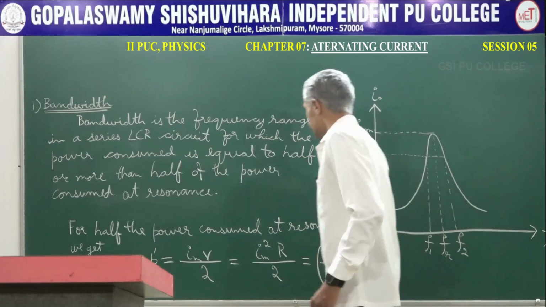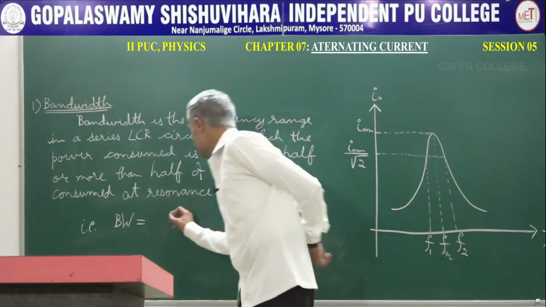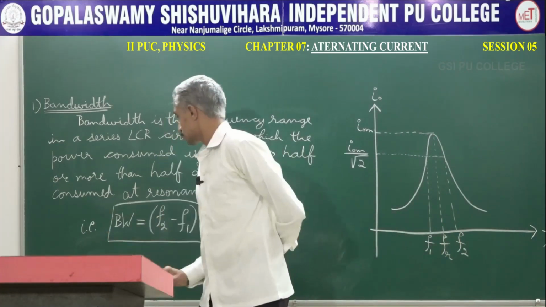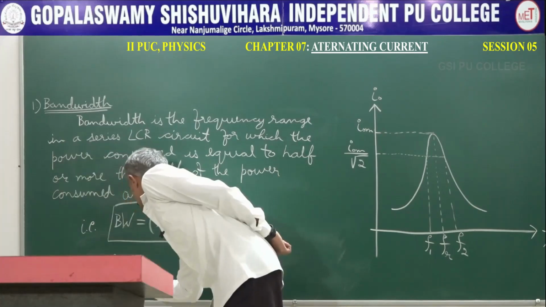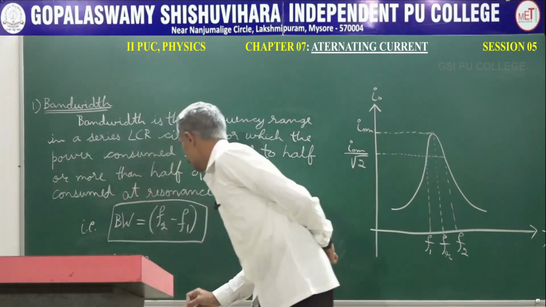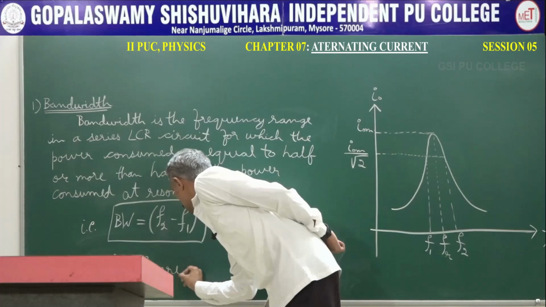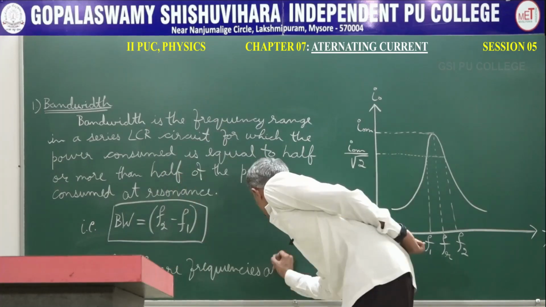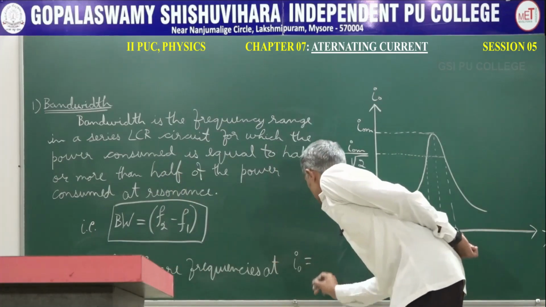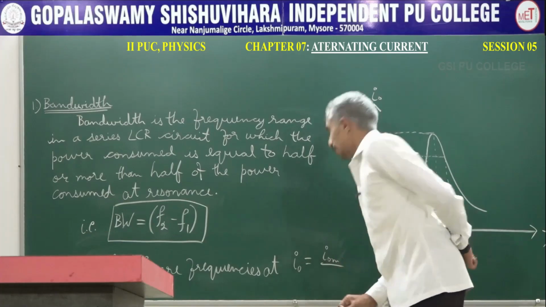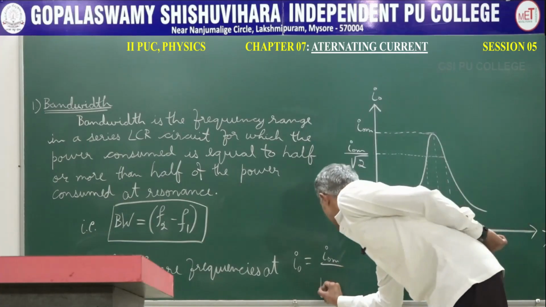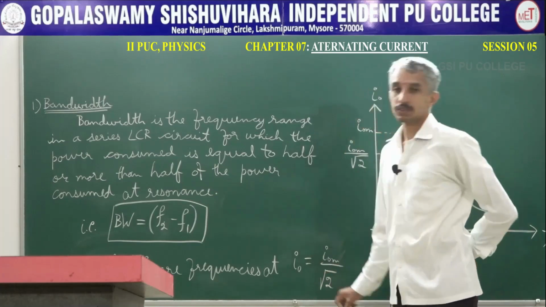Mathematically, I can write this as F2 minus F1, where F2 and F1 are frequencies at which the peak value is equal to the maximum value at resonance divided by root 2.